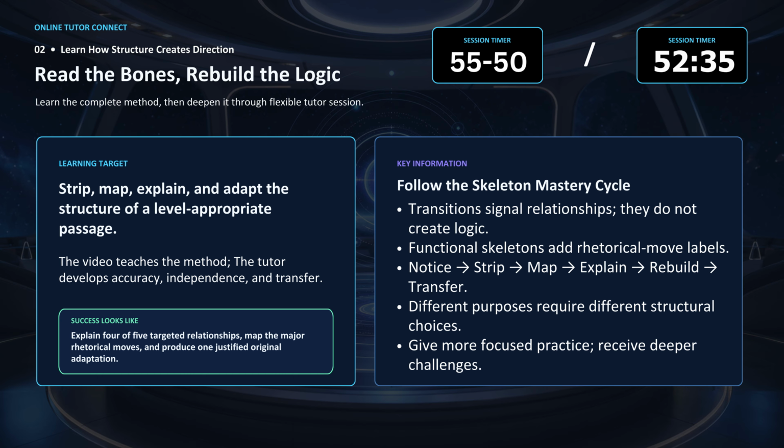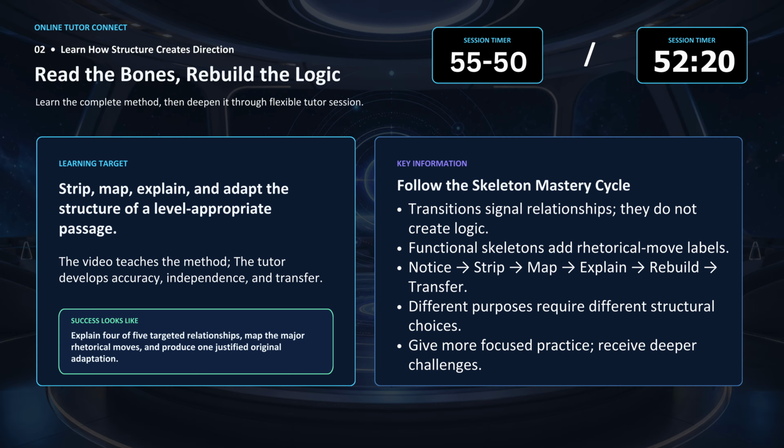The tutor may ask, what changed here? What does the writer expect the reader to think next? Is this an example, a cause, evidence, or simply another detail? Does the conclusion go beyond the evidence? Would another transition communicate the relationship more accurately?